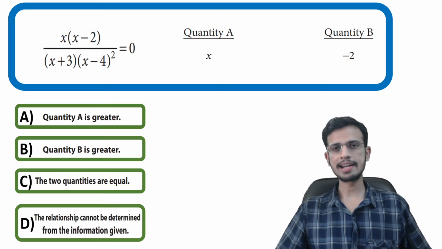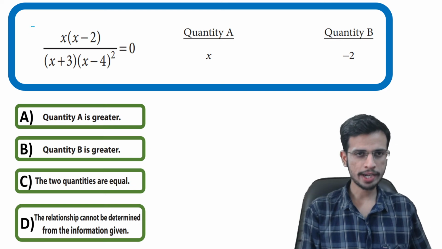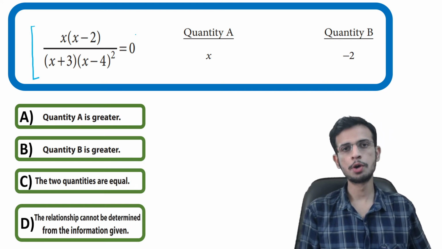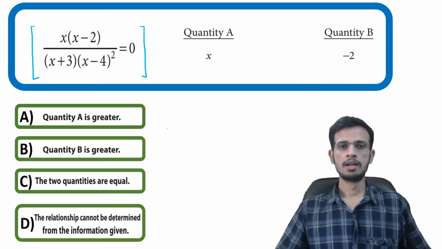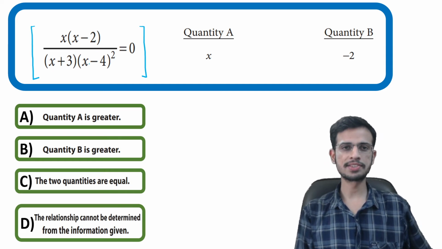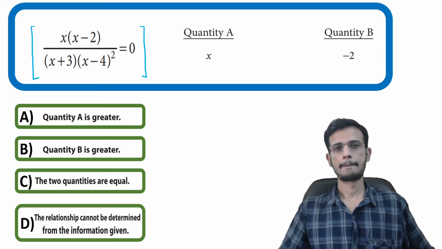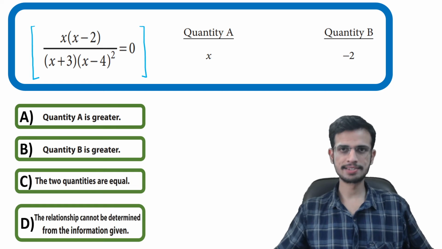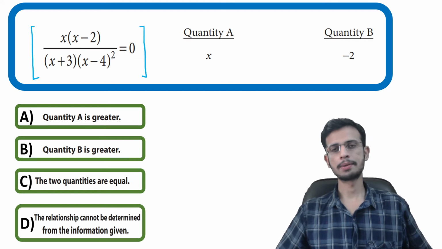Quantity A is defined as x and quantity B is equal to minus 2. And how to get the value of x? One equation is given to you. By solving this equation, you have to get the value of x. In the numerator we have x into x minus 2. In the denominator we have x plus 3 into x minus 4 whole square. First you have to find the values of x which will satisfy this equation, and then compare quantity A and quantity B.